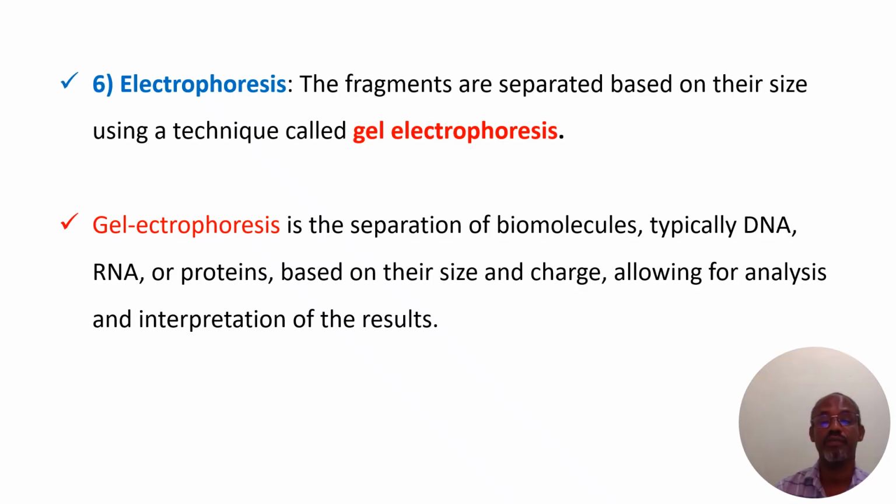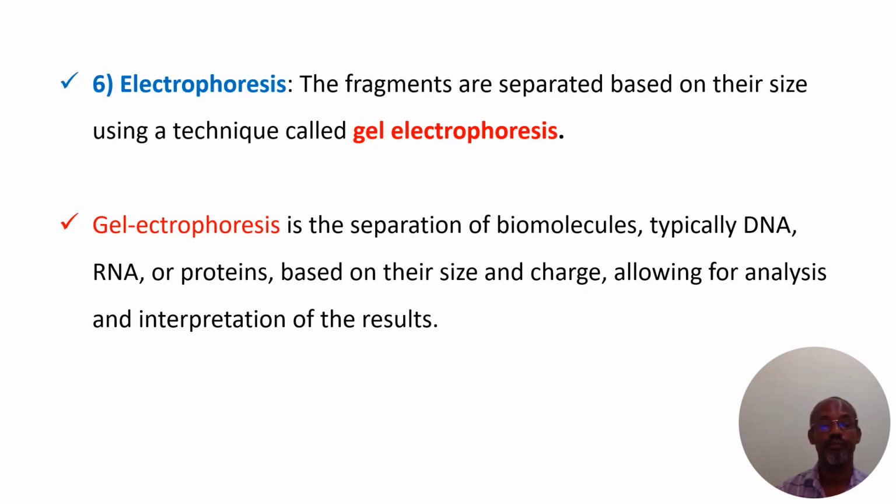DNA has a negative charge, allowing for analysis and interpretation of the results. You see, when we run gel electrophoresis, the tray that we use for gel electrophoresis is connected to an electric source. It has one pole, the anode, and the other pole, the cathode: positive and negative poles.